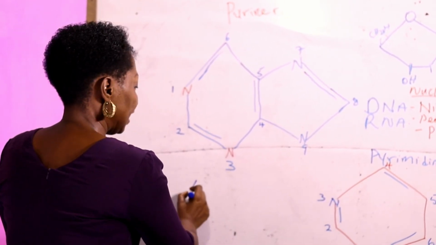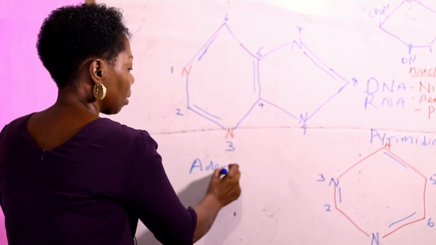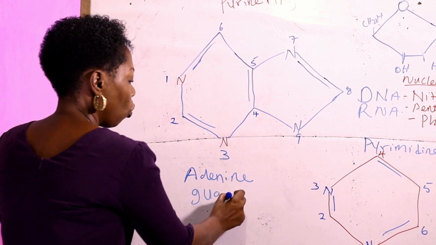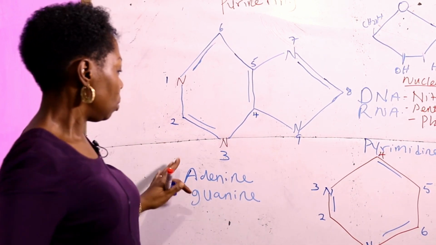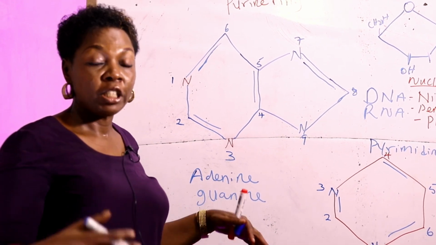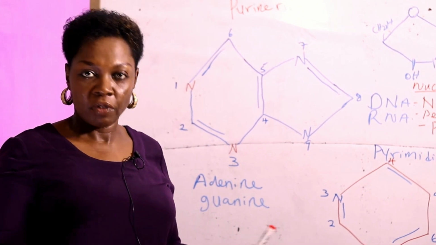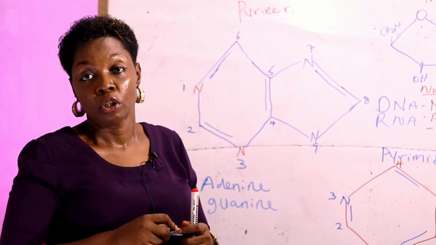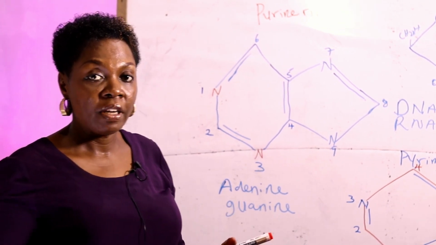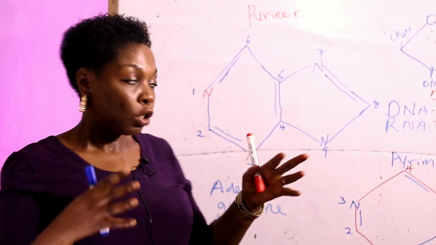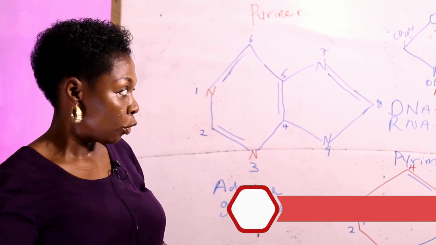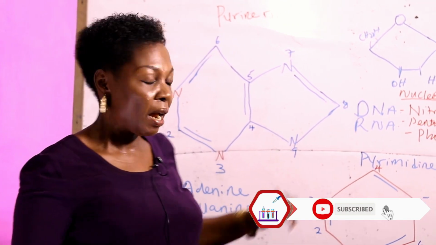So what are the examples of the nitrogenous bases you have in the purine ring? You have adenine and guanine. The adenine forms the adenosine triphosphate, which is the major energy currency of the cell. So we can say one of the major functions of the nucleotide is that it serves as the major energy currency of the cell, apart from the storage and the transfer of genetic information, which is the major function of the DNA and RNA.